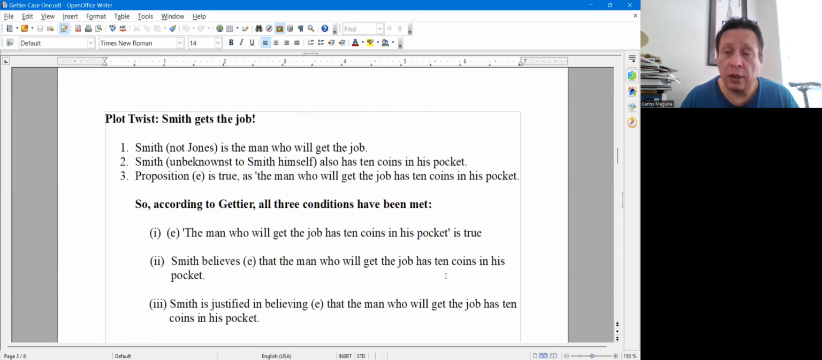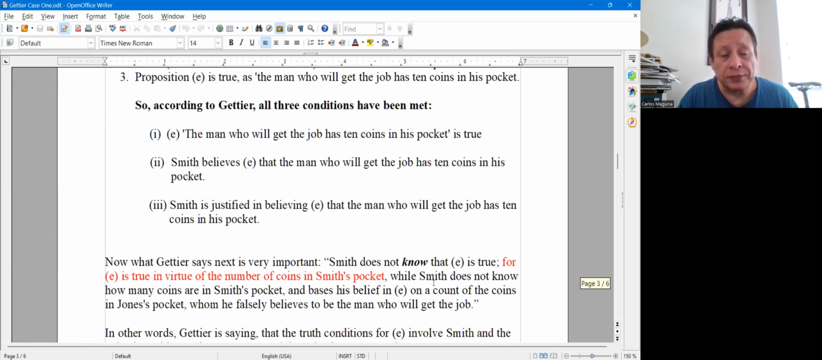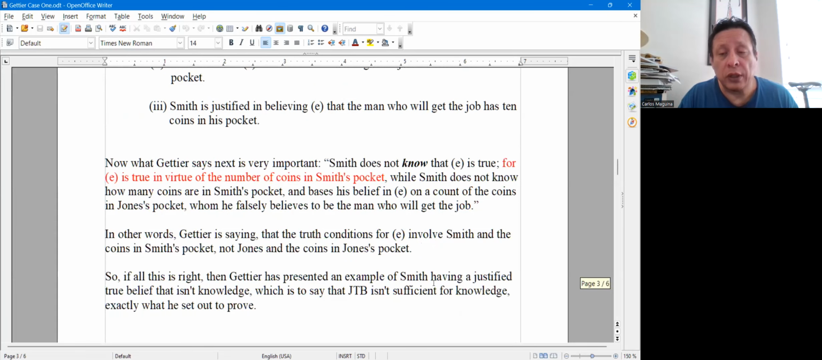So at this point, if you're going by what Gettier says, and you haven't found any reason to object to it, or you don't say anything wrong with his moves here, he has established that Smith has a justified true belief. And now he's going to say, but it's not knowledge, right? This is important because this is the counterexample that he needs to establish, a case of somebody having justified true belief yet not having knowledge.